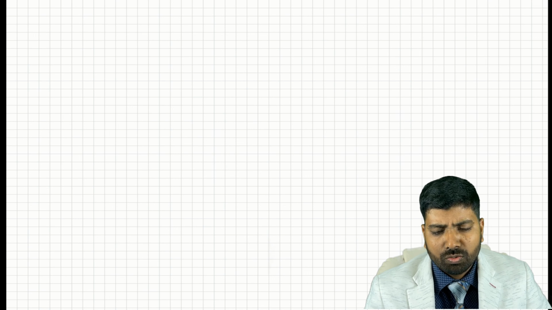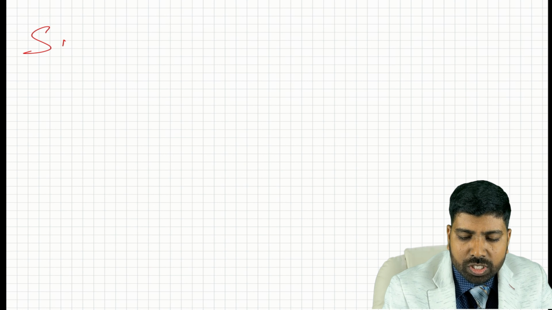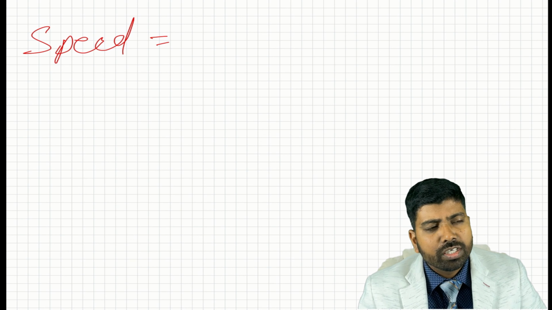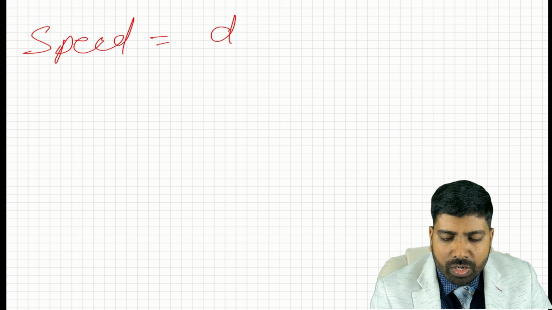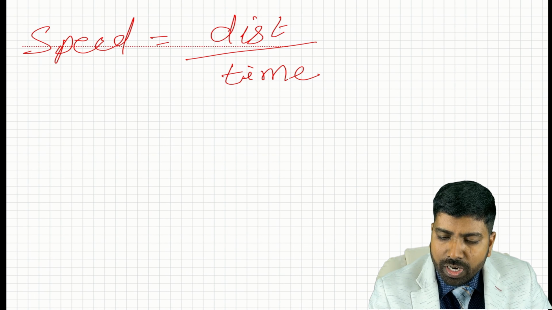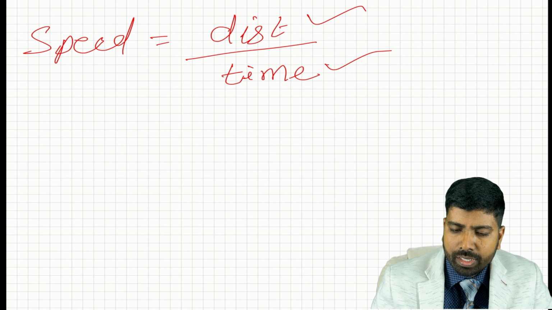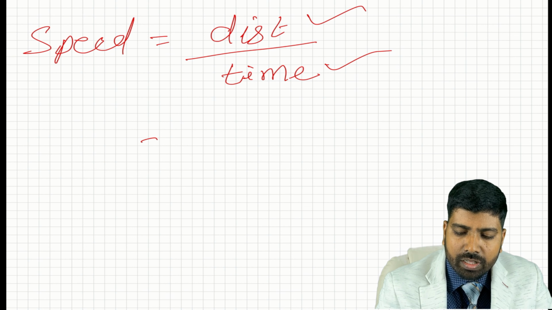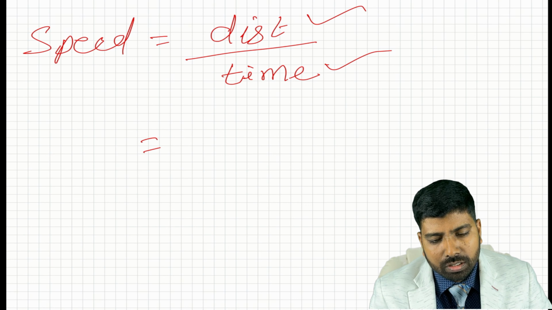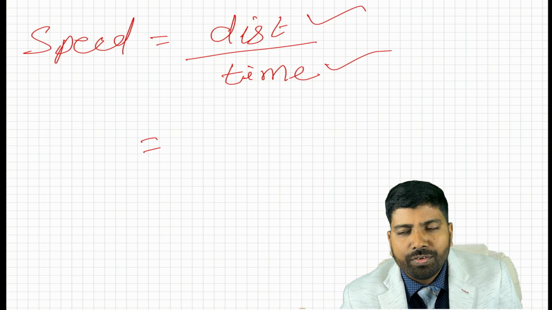Similarly, for example, speed. How do you find speed? You have to find the distance and divide it by time. Distance is a fundamental physical quantity and time is also a fundamental physical quantity. When one is divided by the other, we get speed. And speed is not fundamental, it is a derived physical quantity.